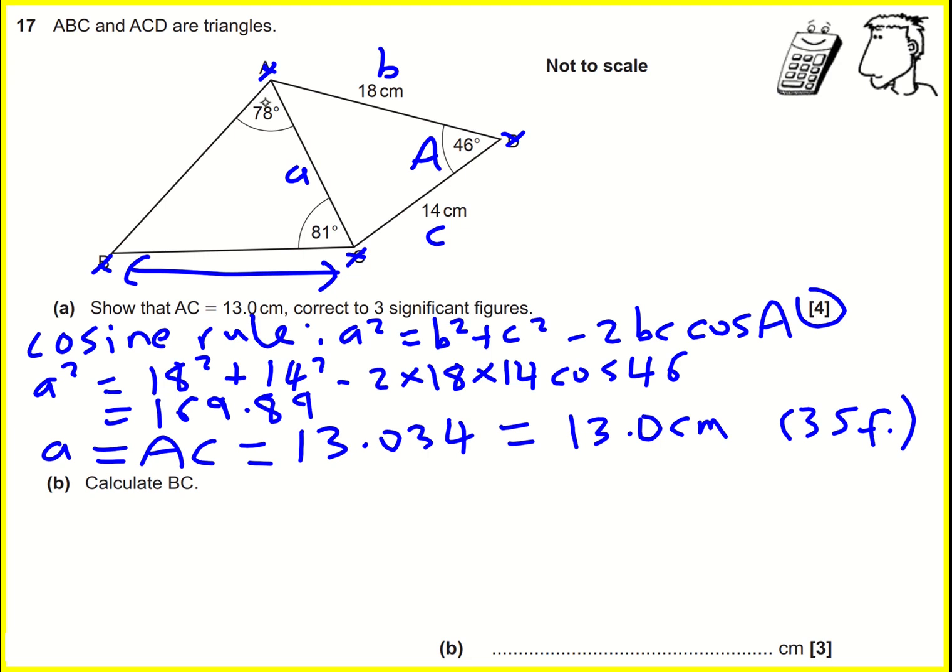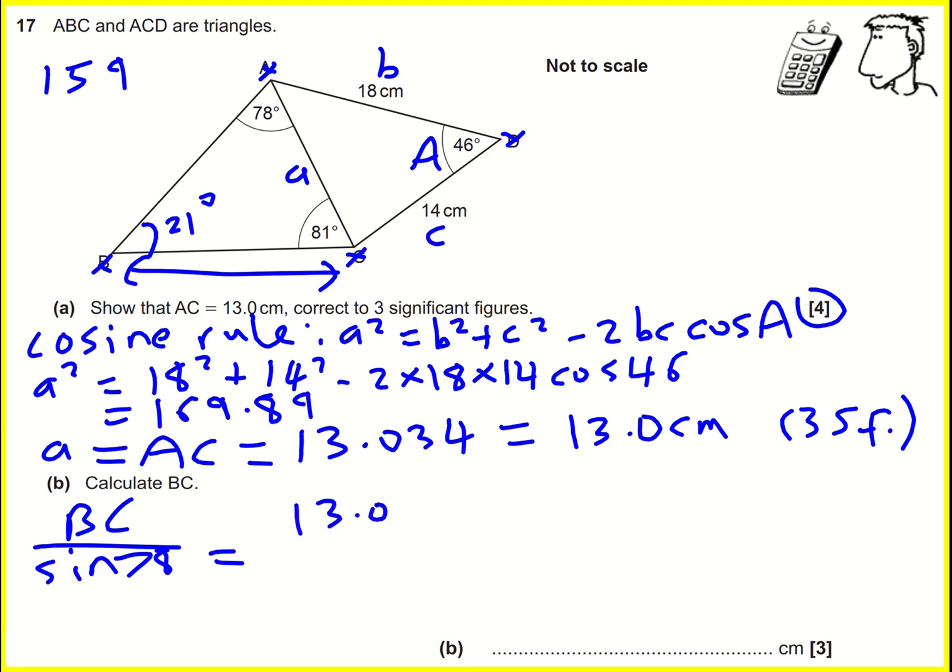All right, so I've got the angle. I don't know this one, and then I know this one, but I don't know the angle. But I do, because I know these two angles. So this is going to be 159, and therefore that's going to be 21 degrees. So I can write down the sine rule. BC divided by sine 78 equals AC, which is 13.034 divided by sine 21. I've just got the two sides up here and I'm dividing by the angles. I'm not going to go into where that comes from. It also equals AB divided by sine 81, but I'm not interested in that. I'm only interested in finding BC.